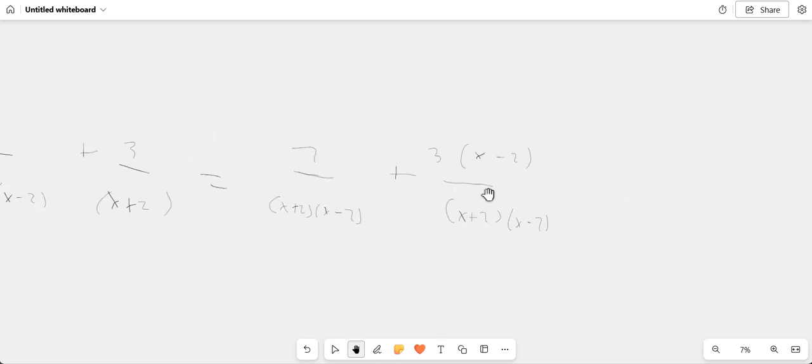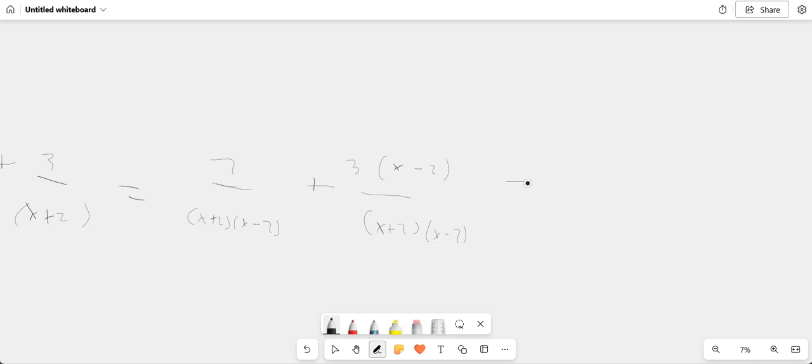So now we just combine it as shown above. So we're going to get 7 plus 3 open bracket x minus 2 over x plus 2, x minus 2. Let me make that clear, that's a 2, not a 7.